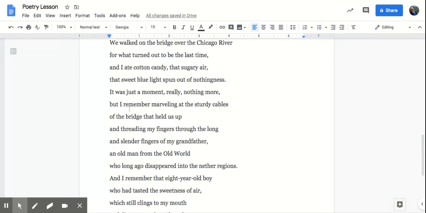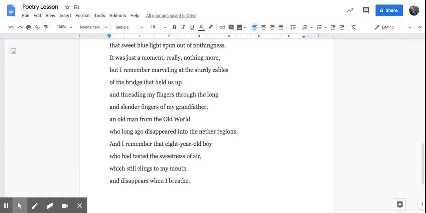We walked on the bridge over the Chicago River for what turned out to be the last time, and I ate cotton candy, that sugary air, that sweet blue light spun out of nothingness. It was just a moment, really, nothing more. But I remember marveling at the sturdy cables of the bridge that held us up, and threading my fingers to the long and slender fingers of my grandfather, an old man from the old world who long ago disappeared into the nether regions. And I remember that 8-year-old boy who had tasted the sweetness of air, which still clings to my mouth and disappears when I breathe.